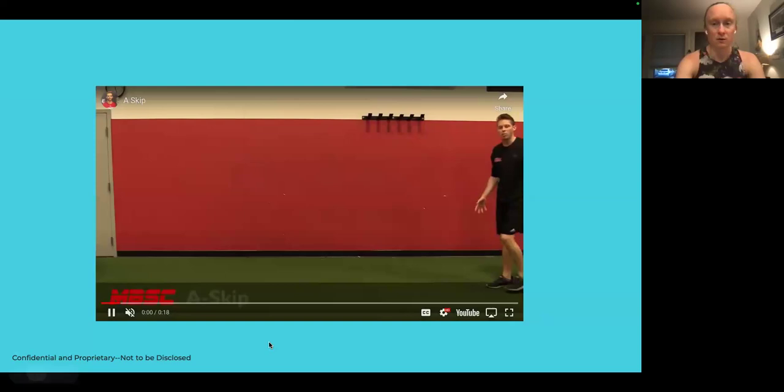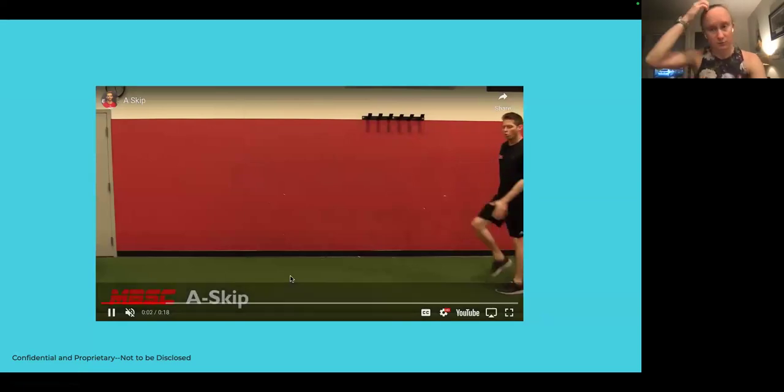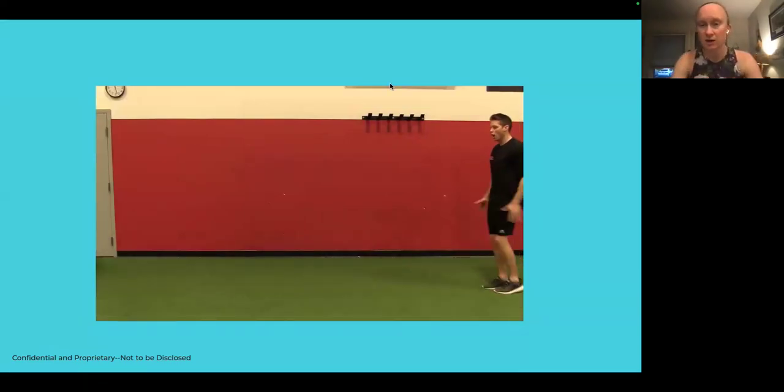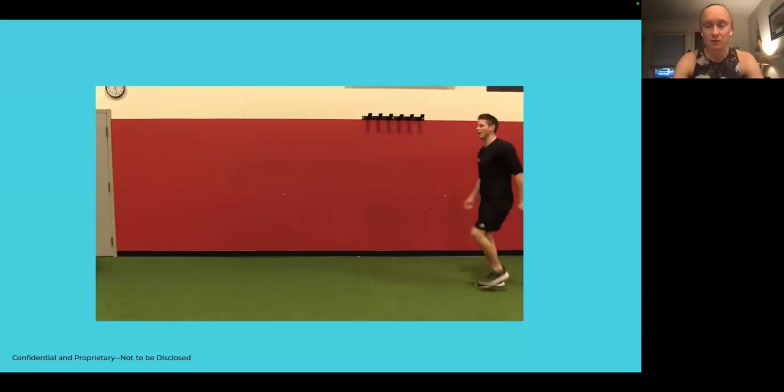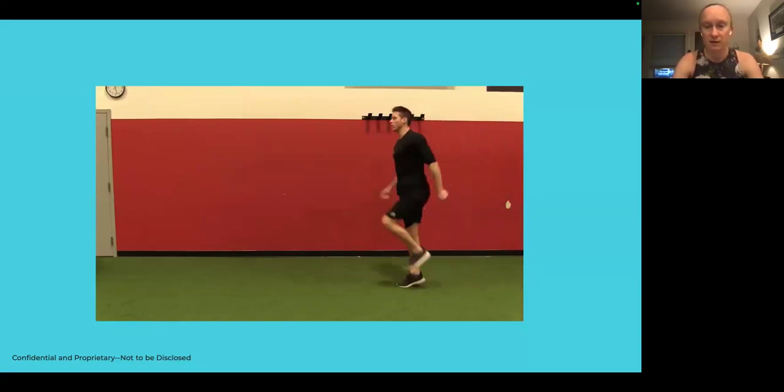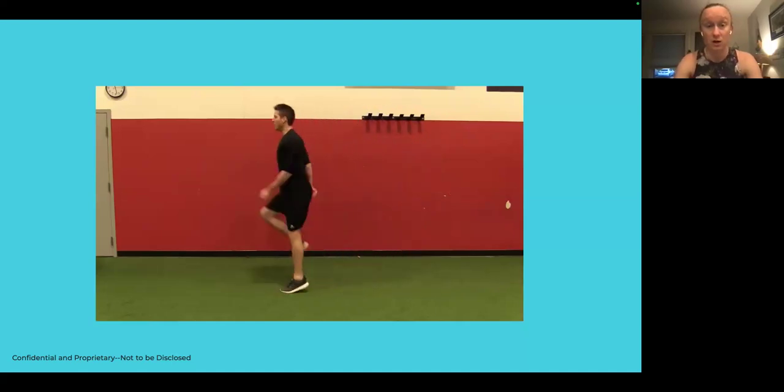Okay, so this is an example of an A-skip, which, if you've done anything like track, probably just track, I would say, you might be familiar with the A-skip. But what he's doing is working on a little bit of a skip and getting that leg underneath him before starting to hop forward.